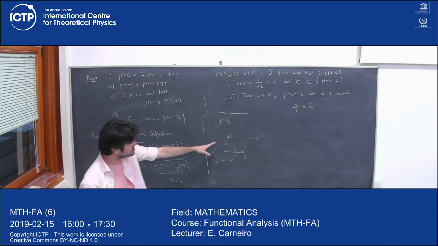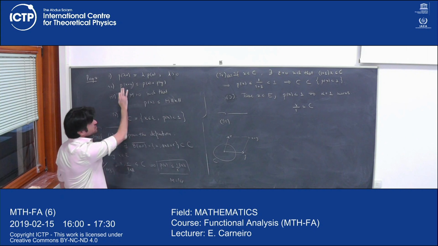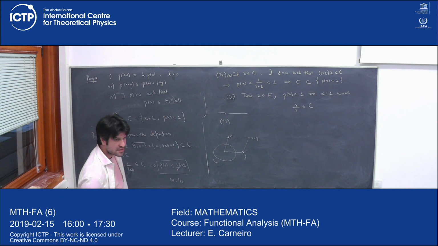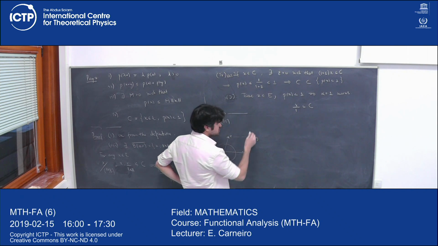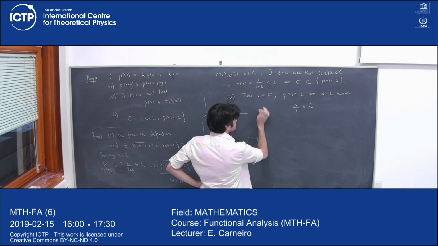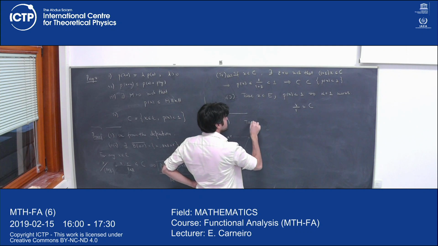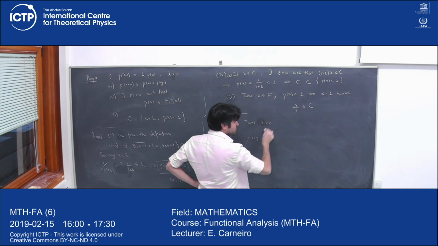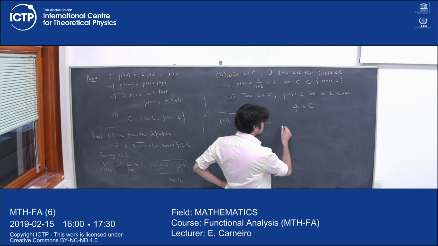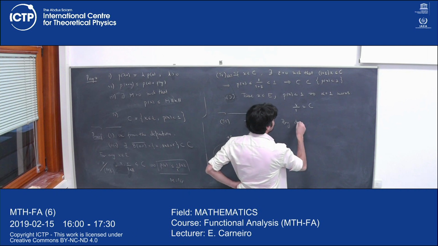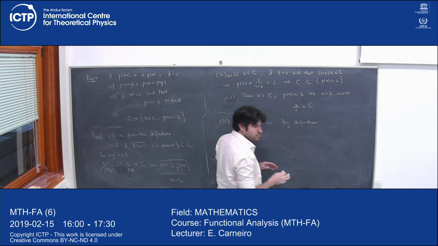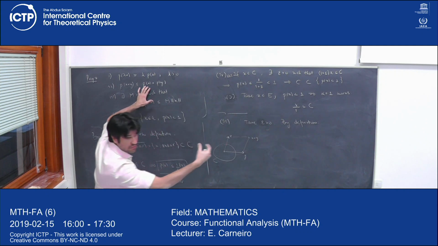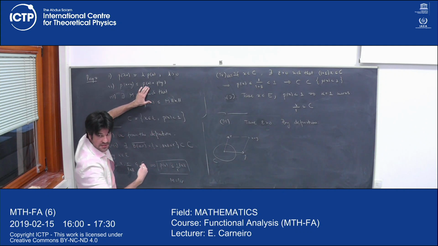But this is not so hard. It's just from the definition too. What is P of X? By definition, take epsilon bigger than 0, your favorite epsilon. So by definition, P of X was an infimum of alpha such that those things hold.